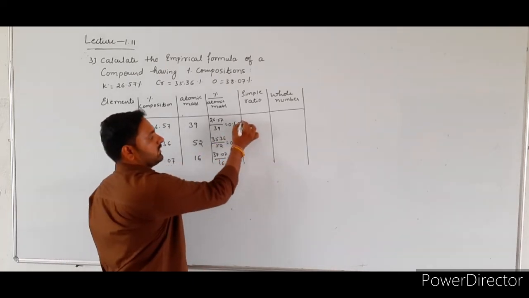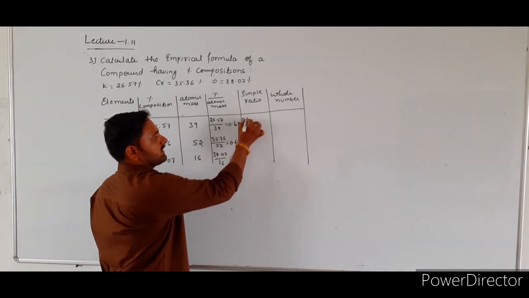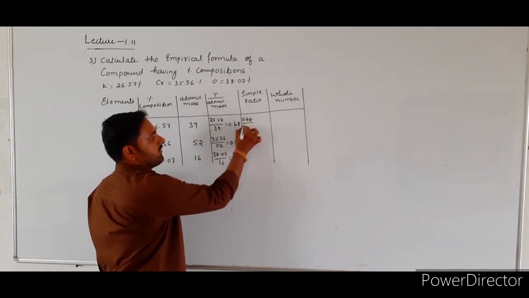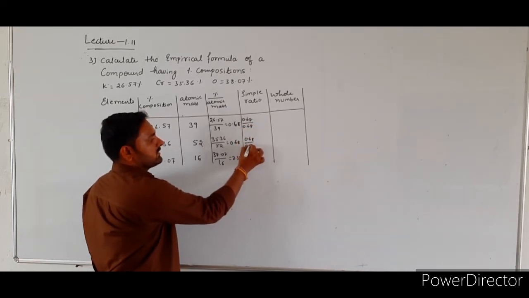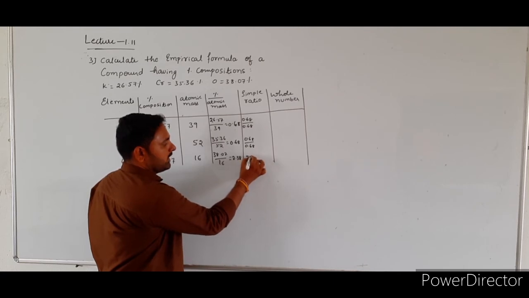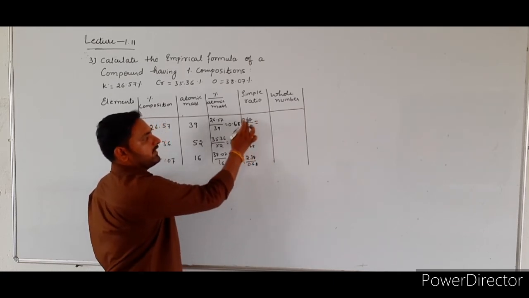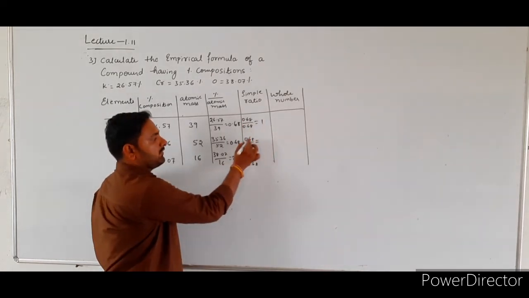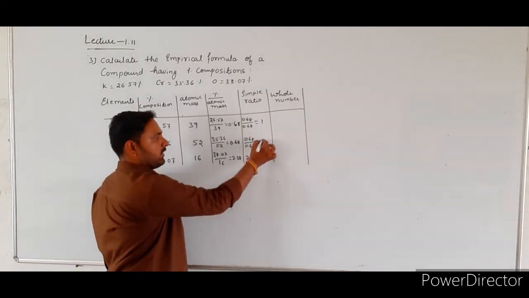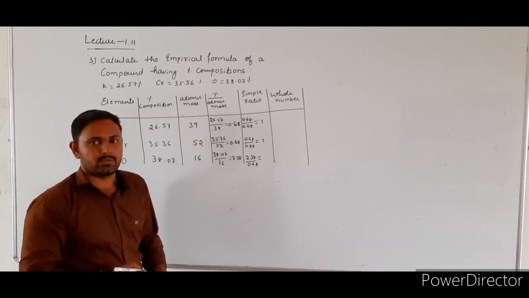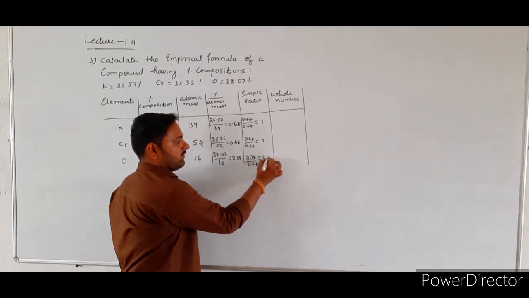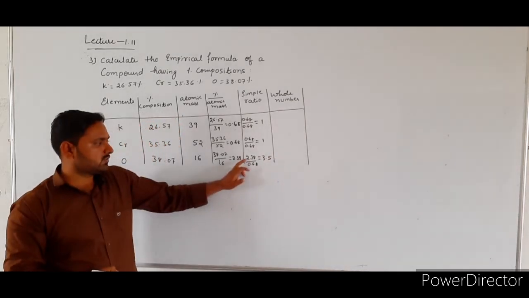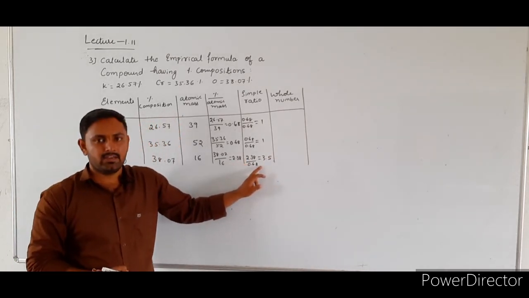Now you divide with 0.68. 0.68 divided by 0.68 gives 1. Again 0.68 divided by 0.68 gives 1. Here 2.38 divided by 0.68, after dividing these two values you will get 3.5.